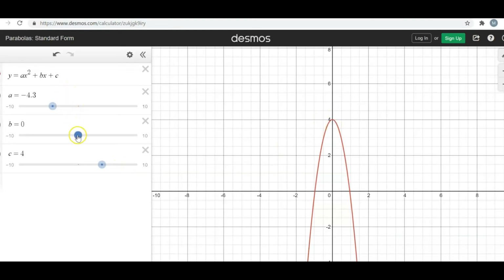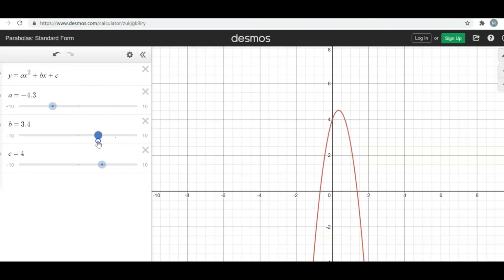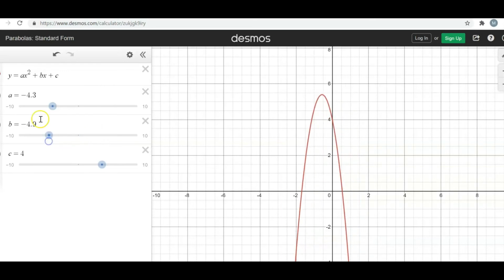Now the b term kind of moves me left and right, but you'll notice that the y-intercept doesn't change. If the c term is 4, it's always my y-intercept, no matter what else I do to this equation. I could even start changing the a term. It's not going to change my y-intercept. It's locked in there.